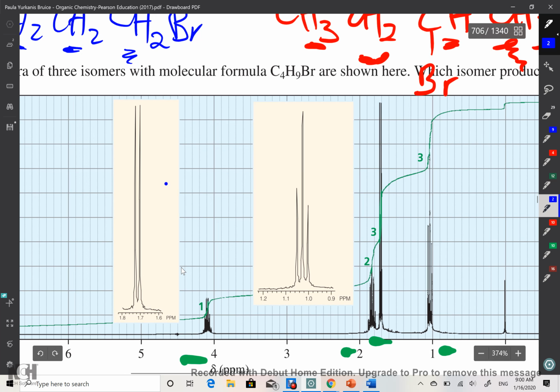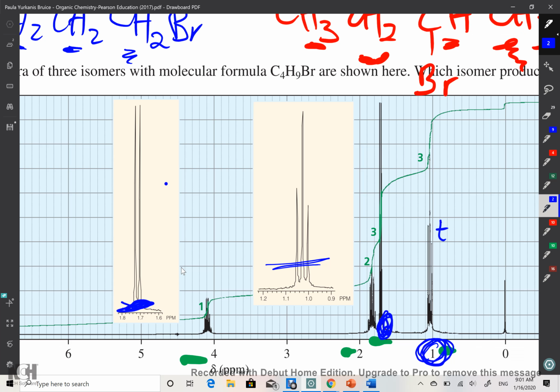The signal around 1, this one here, that has been blown up. So it's a triplet. Is that okay? Now the signal around this other signal here has been blown out. Do you see that? So that's a doublet.